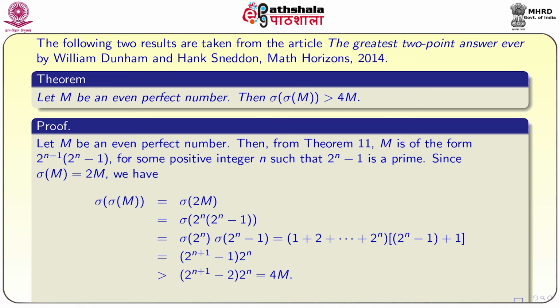Again, 2 power n and 2 power n minus 1 are relatively prime. That is why sigma of 2 power n into sigma of 2 power n minus 1 is equal to 1 plus 2 plus and so on up to 2 power n, and sigma of 2 power n minus 1, since it is a prime number, is 2 power n minus 1 plus 1. So this is 2 power n plus 1 minus 1 into 2 power n. Here we just replaced 1 by 2. Clearly, 2 power n plus 1 minus 1 into 2 power n is greater than 2 power n plus 1 minus 2 into 2 power n, which is nothing but exactly 4 into m. So we proved the result.